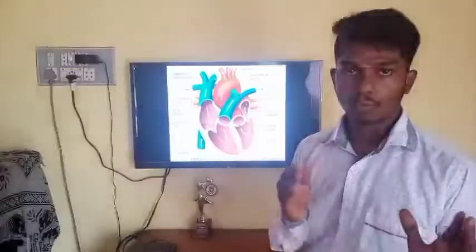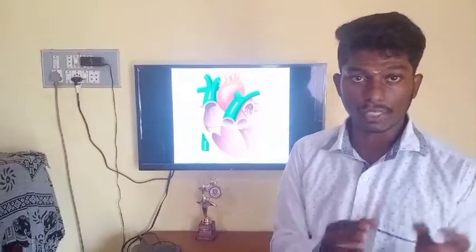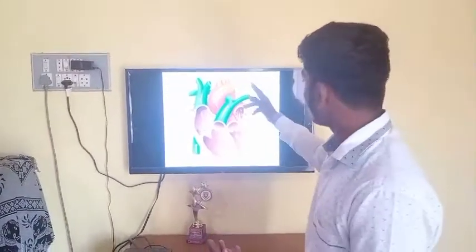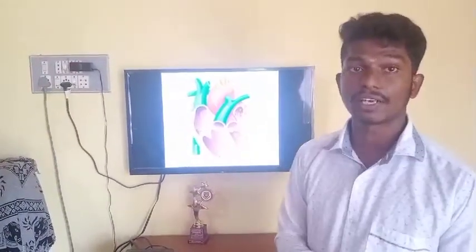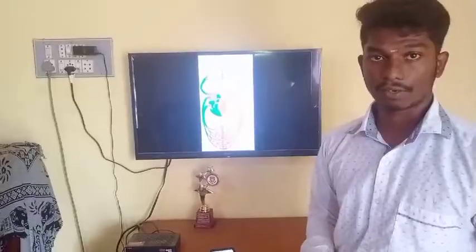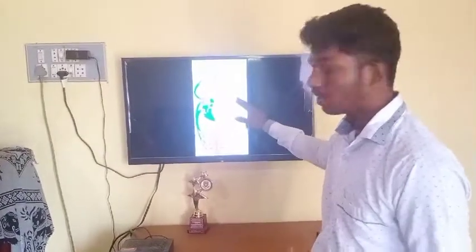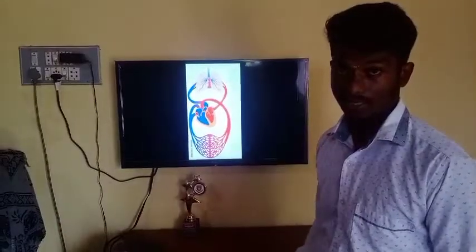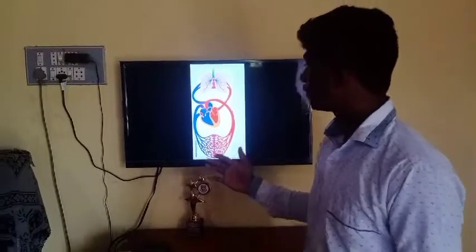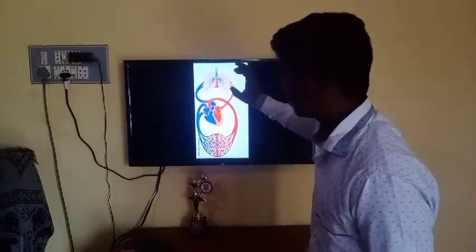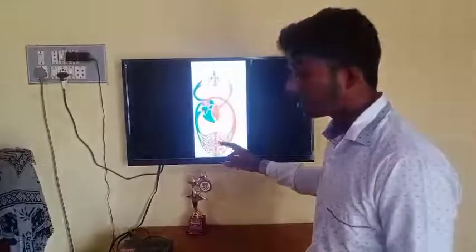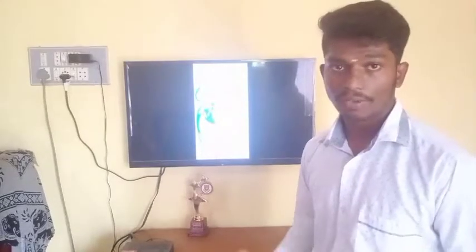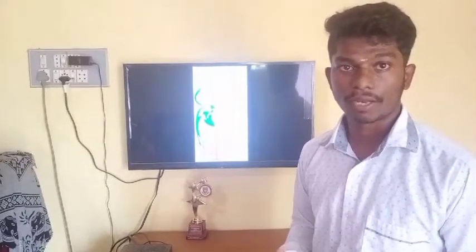The pulmonary veins, means the vessels which carry the deoxygenated blood. Arteries means the vessels which carry oxygenated blood. There are two parts of the circulatory system. One is the pulmonary circulatory system, and another one is the systemic circulatory system. The pulmonary circulatory system consists of the heart and the lungs, and the systemic circulatory system consists of the heart and the internal organs. We have various organs like liver, stomach, kidney.